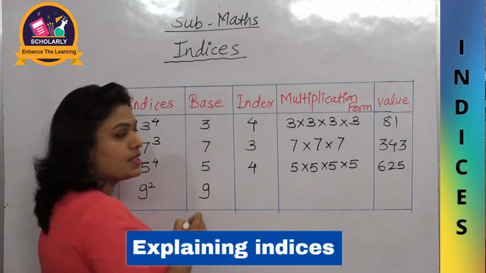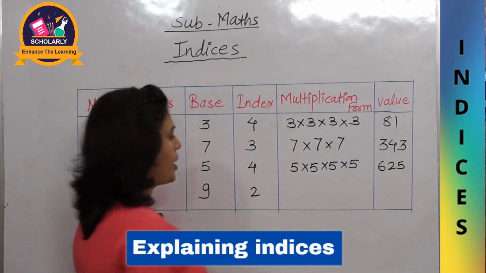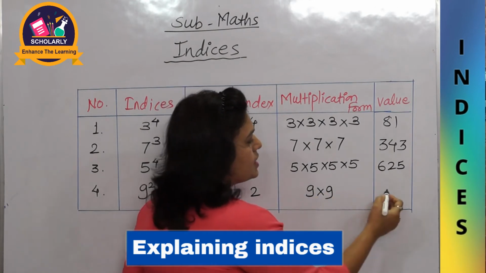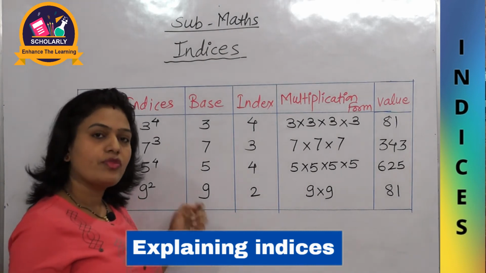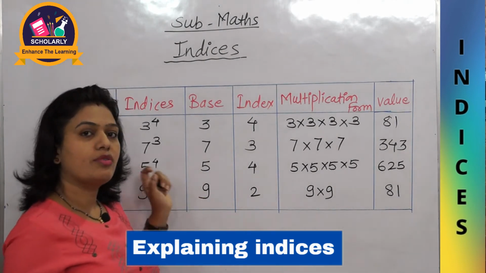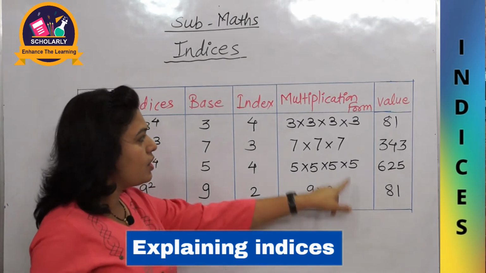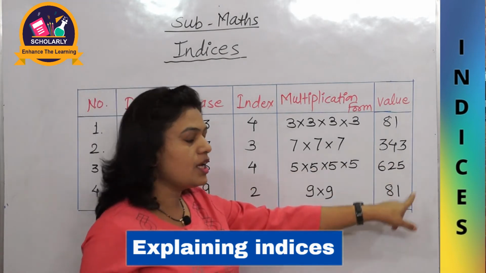The base is 9, index is 2. Multiplication form 9 into 9, 9 9s are 81. So in this way we can find out the value of these indices. We can write them in multiplication form like this and then calculate the values.